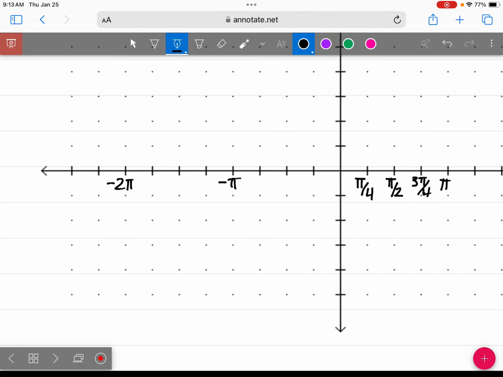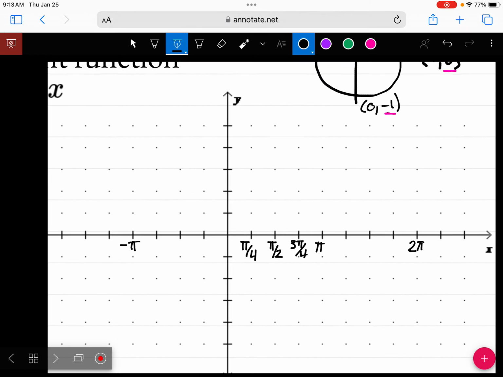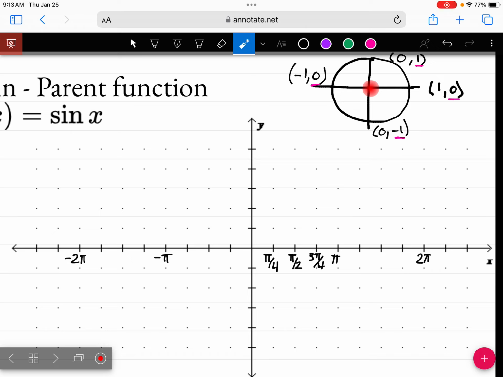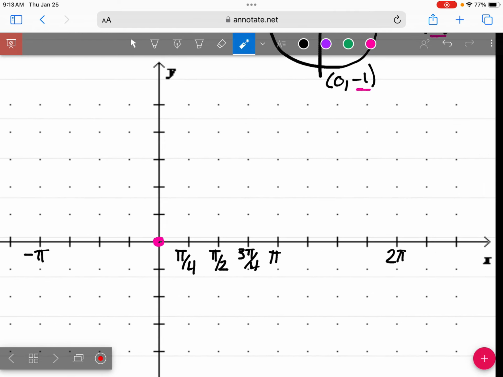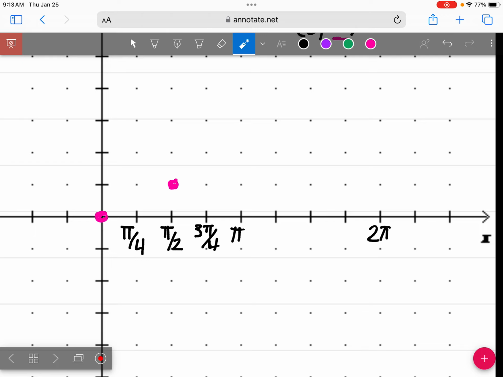Because what we're going to say is, okay, when my angle is 0, what is my sine? 0. When my angle is pi over 2, what's my sine? 1. When my angle is pi, what's my sine? 0. You jumped too far.